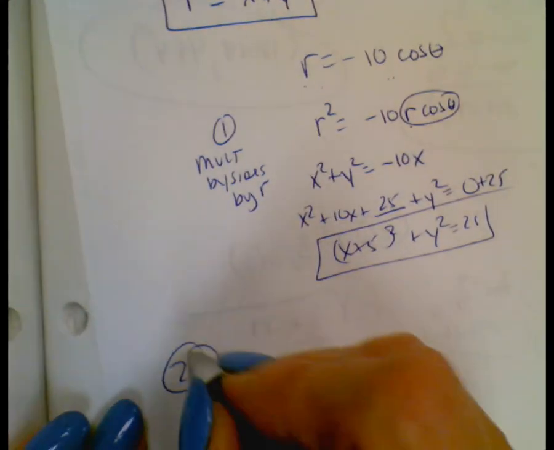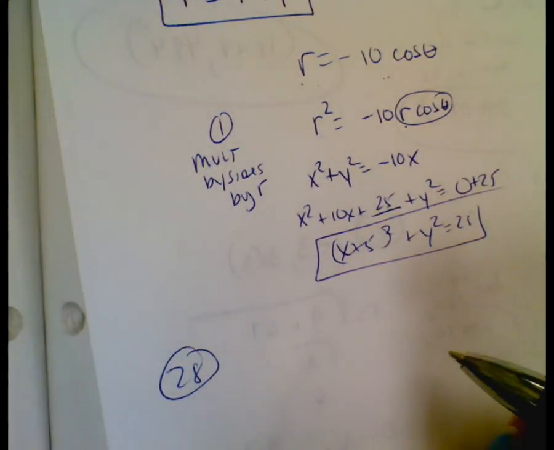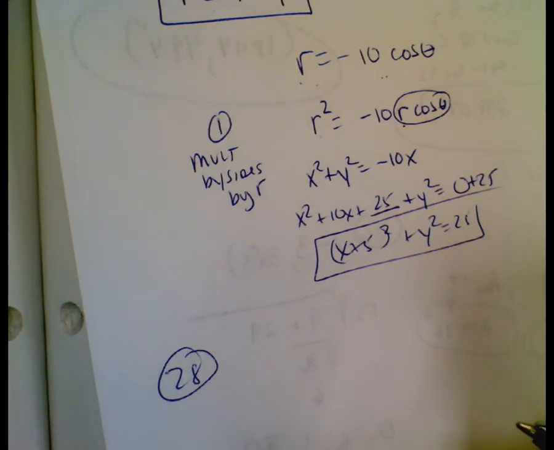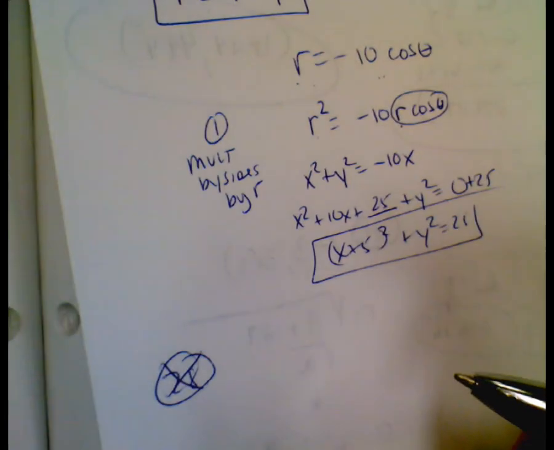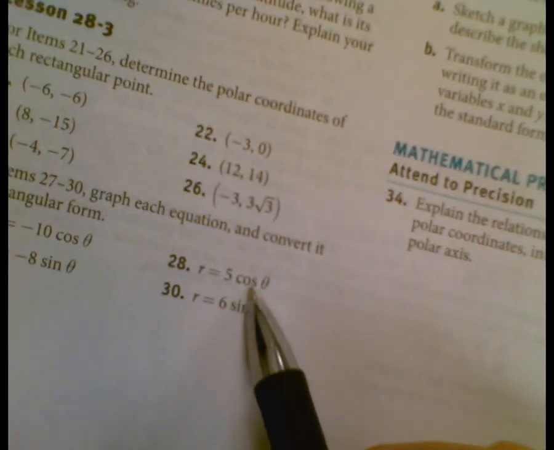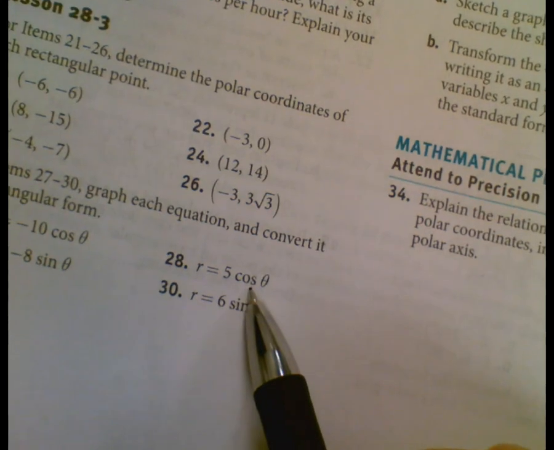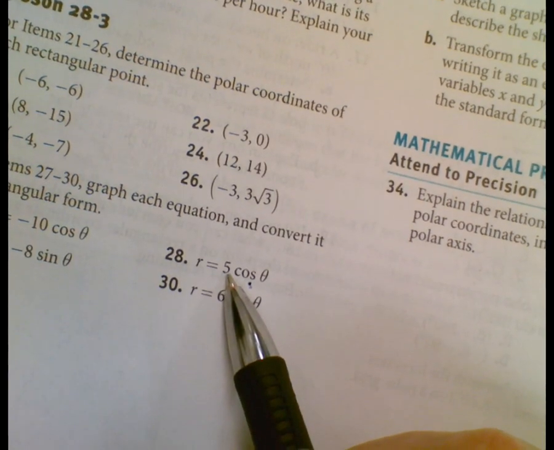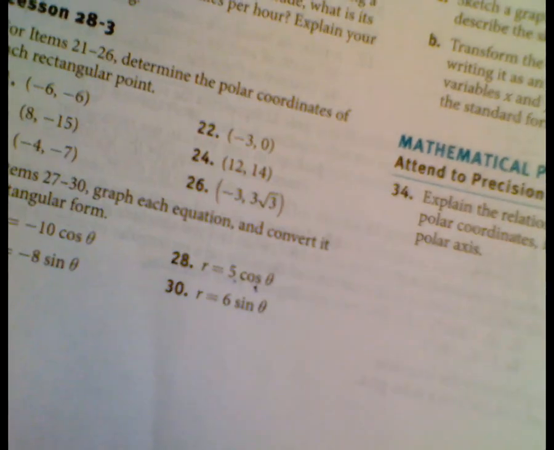28. Listen, I'm not doing all these. Let's just pick one with a sine. So if you're watching the video, you're going to get out of a couple homework problems. We're not going to do 28. It's too similar to 27. But let's talk about 28. It's going to be symmetric to the x-axis, and it's going to have a diameter of 5. So the center is going to be 2.5, 0. So if I was just doing that problem, actually I'll do it without work.